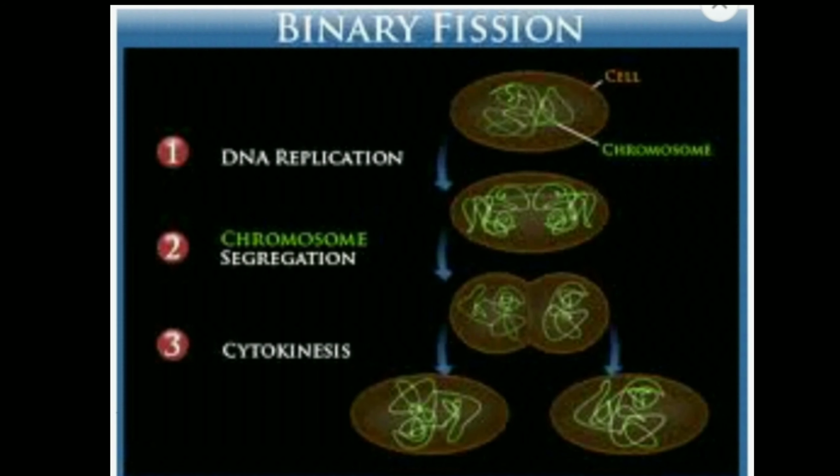So look at this diagram. DNA replication is happening, afterwards chromosome segregation, then cytokinesis. Cytokinesis is basically the division of cytoplasm. If you have gone through my previous video, I have explained the structure of the cell. There you will study in detail about cytoplasm. So it is basically the division of cytoplasm. The process is called cytokinesis.